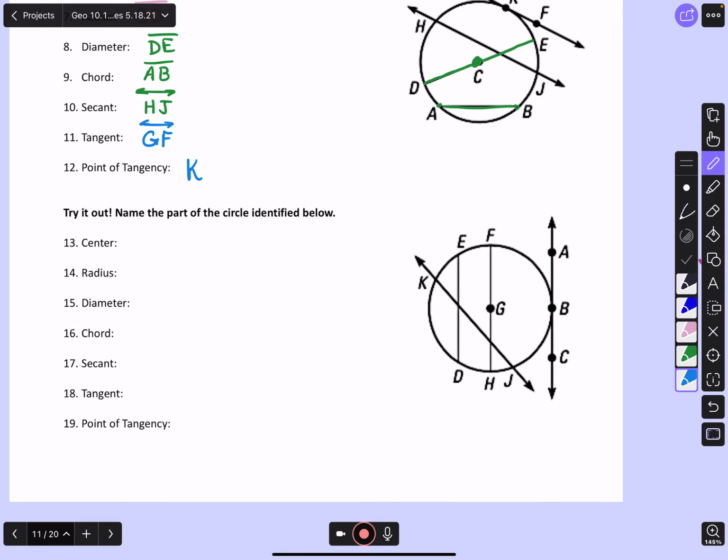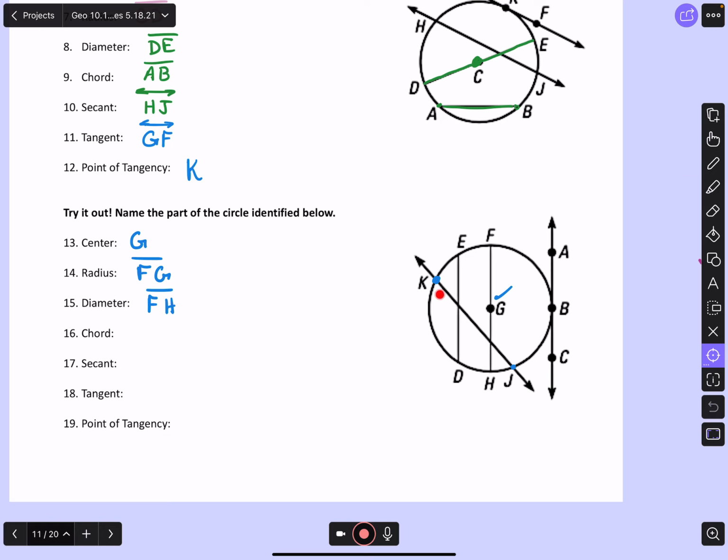And the very last one here, let's find our center. There it is. It's G. Let's find a radius. So we go with GF, or we could go with GH or HG and FG. So it doesn't matter. I'm going to go with FG here. A diameter. So now we need a chord that goes right through the center. There it is. FH or HF. Just a generic chord. I'm going to go with the KJ right here.